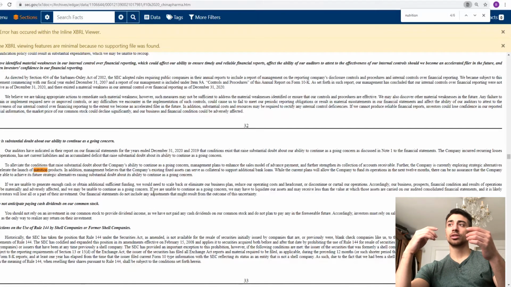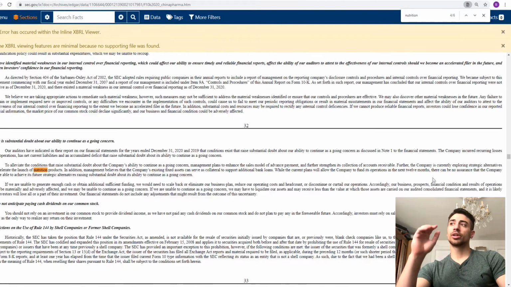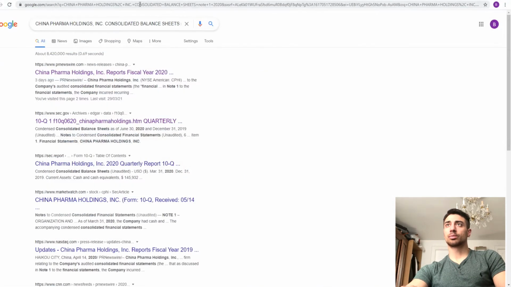a going concern. But they also said, what was it? Oh, while the current plans will allow the company to fund its operations in the next 12 months. So you're good for the next 12 months. Don't worry. If you're holding the stock, don't worry too much. They seem like a good company, and I've seen this company on the stock market popping a few times.